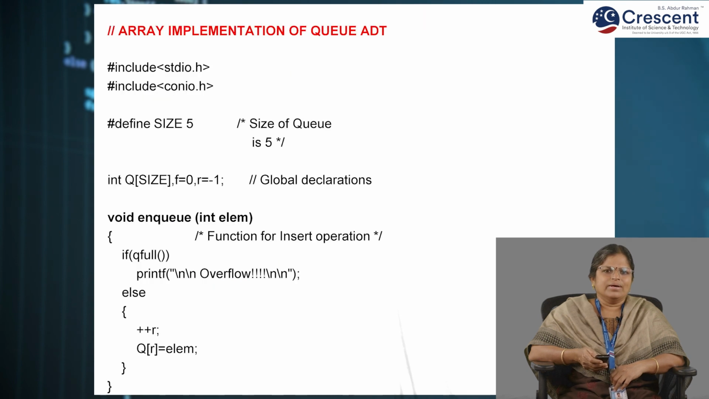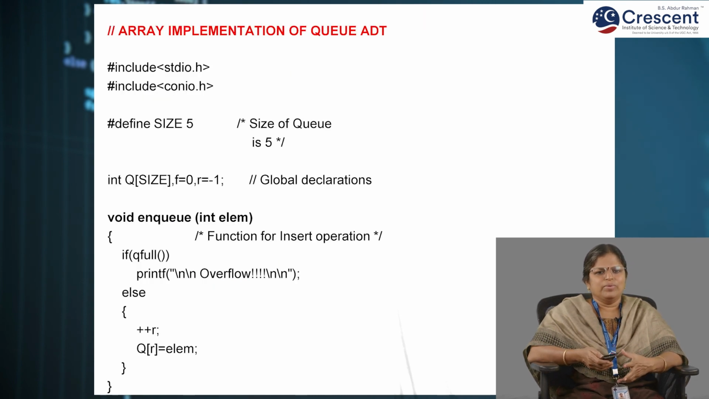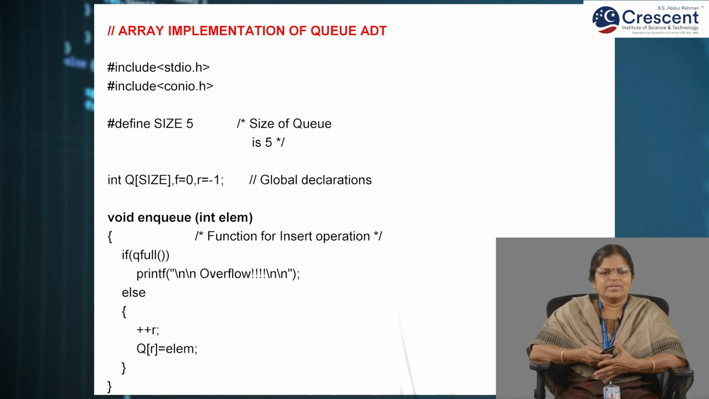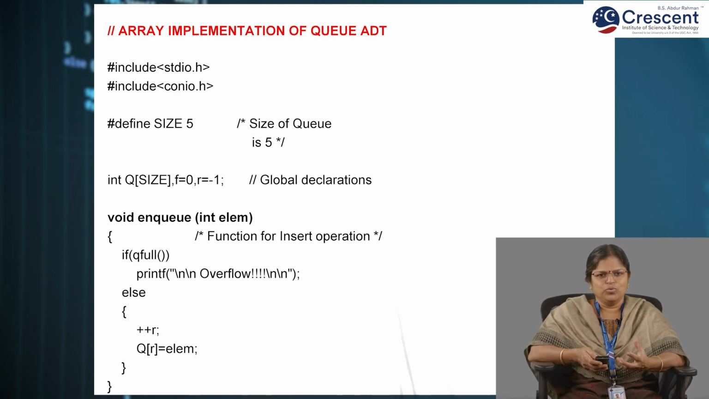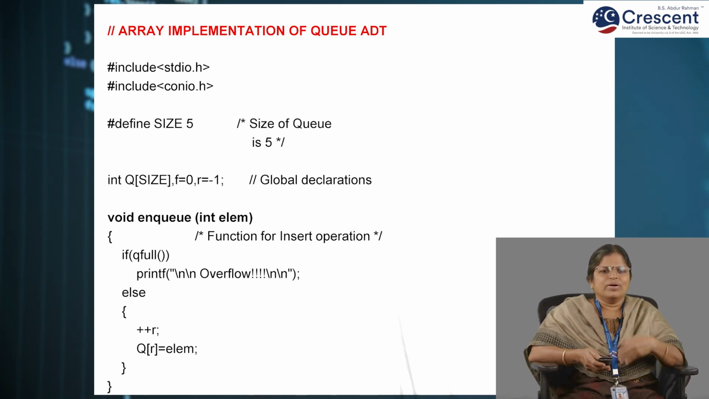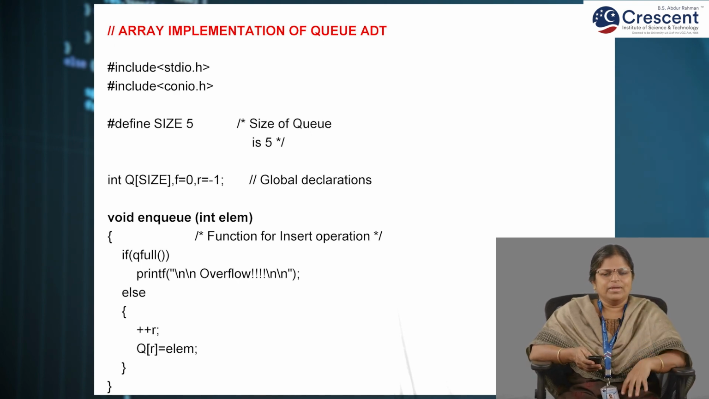This is nothing but the menu-driven program using functions with array implementation. This is a queue ADT program, implementing the queue data structure using array implementation. So what are the different parts of the program? First you declare all the header files, then the variable declarations, followed by the definition for each and every operation, including your main function.